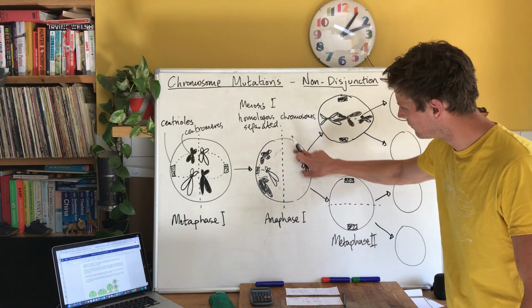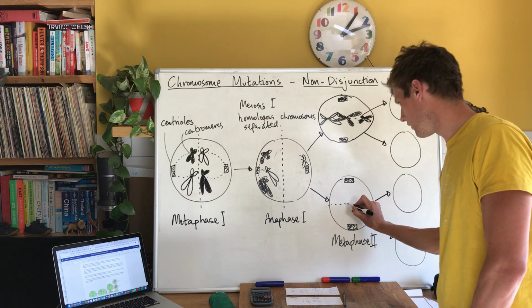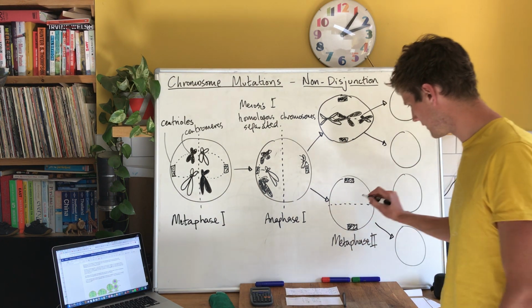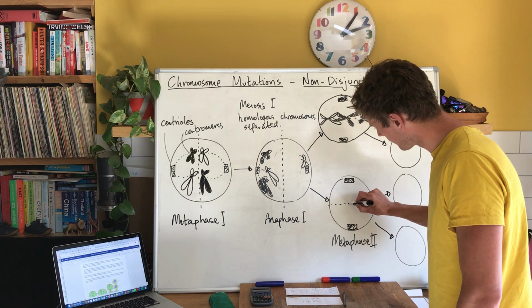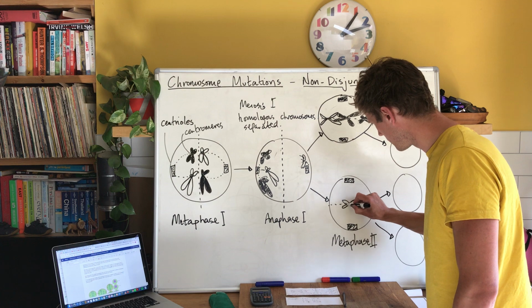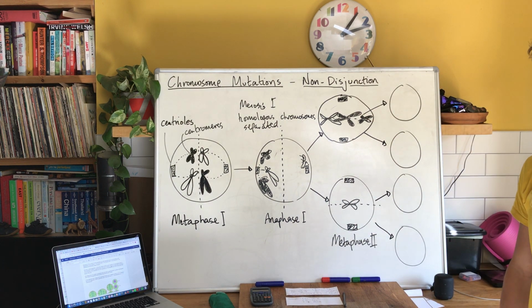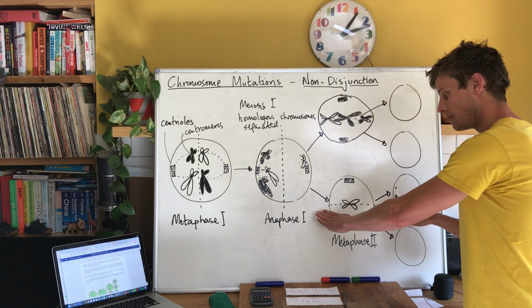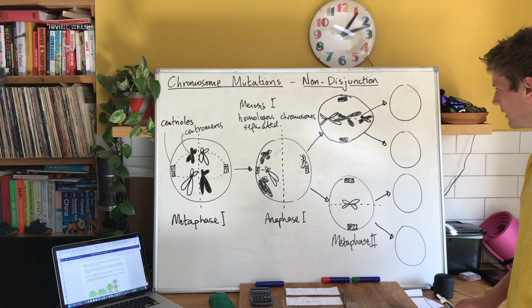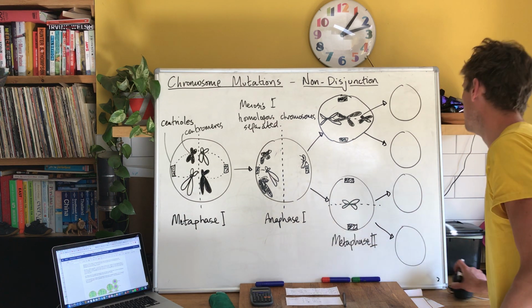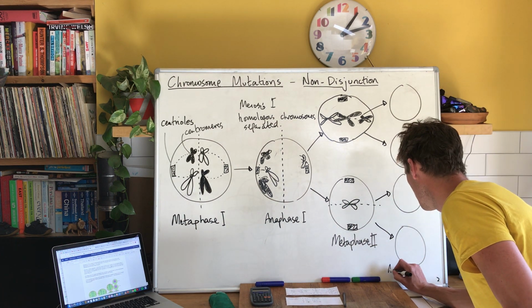In the other cell, well, we've just got that member from the successfully separated homologous pair, so that's one of those shorter chromosomes, like so. And they line up across the equator, across the middle of the cell in metaphase 2. Now metaphase 2 progresses into anaphase 2.